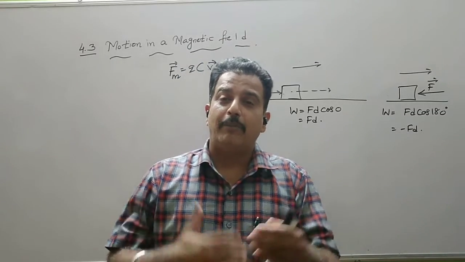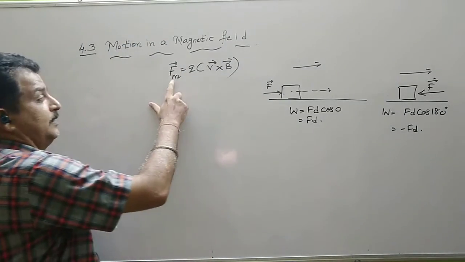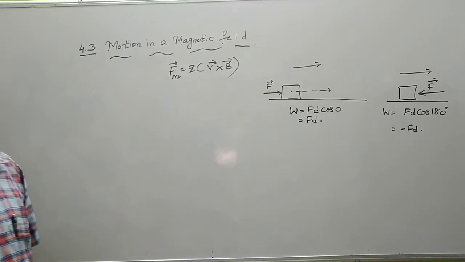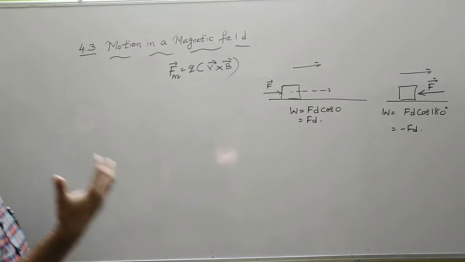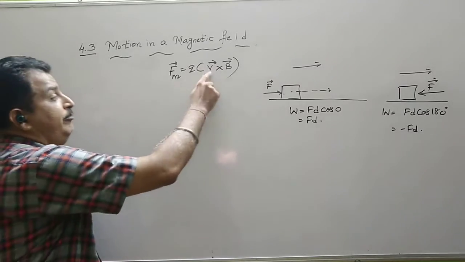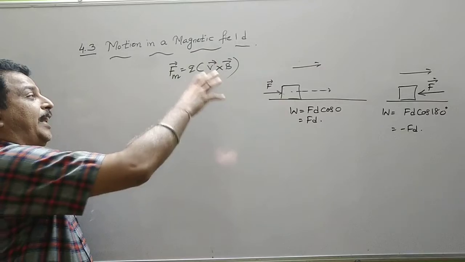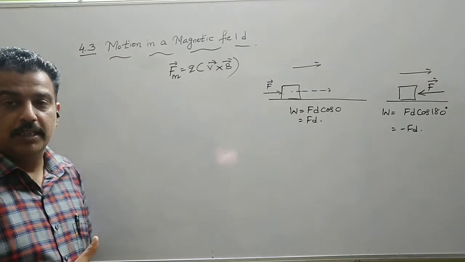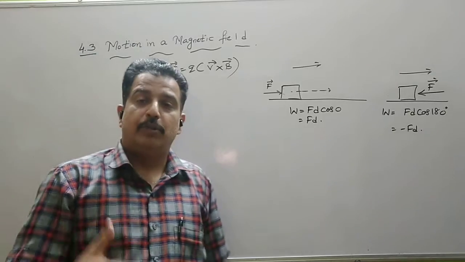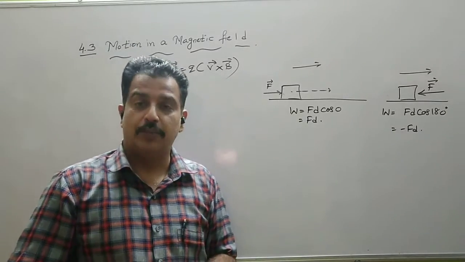But what about the work? Now F is always perpendicular to V, or you can say F is perpendicular to B. So if I ask what is the angle between F and V, it is 90. What is the direction of the displacement? That is the direction of the velocity. So what is the angle between the force and displacement? It is 90. So work done is 0.